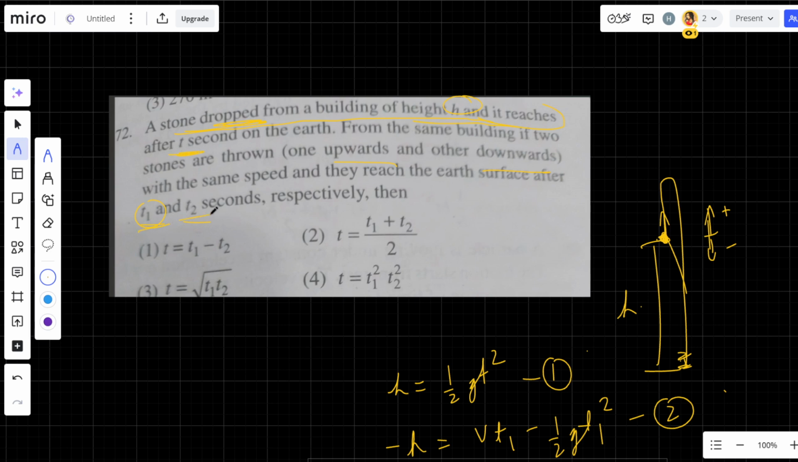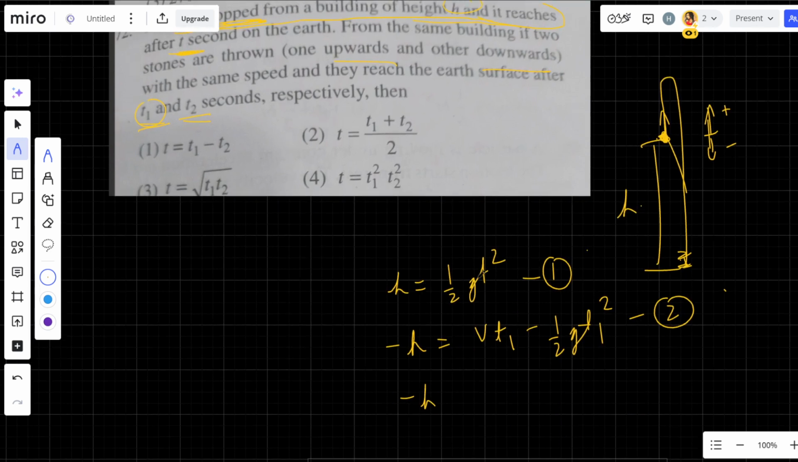There are t, t1 and t2, three cases. That's why I've written t here, t1 here. Now I'm going to write t2. Now it is thrown downwards, in the downward direction, so it is minus v t2 and minus half g t square, because the acceleration is still downwards. And it will not be t1, it will be t2. Getting it?